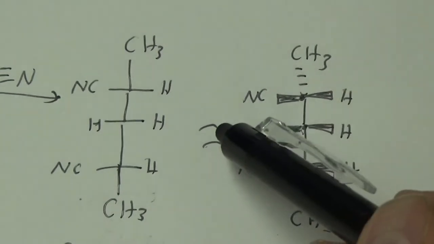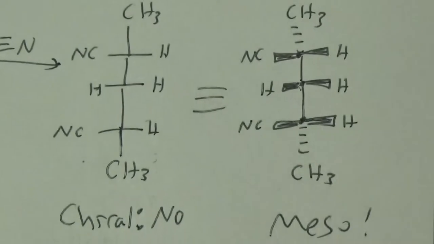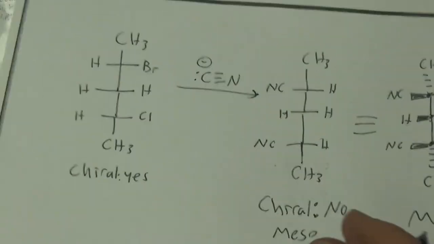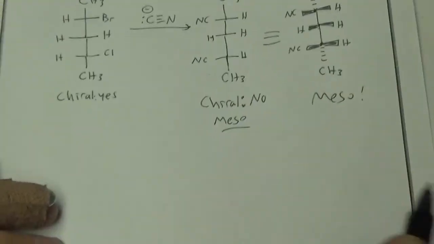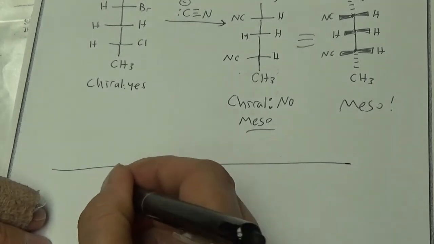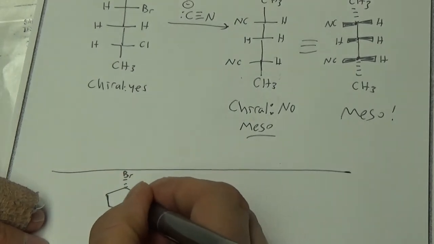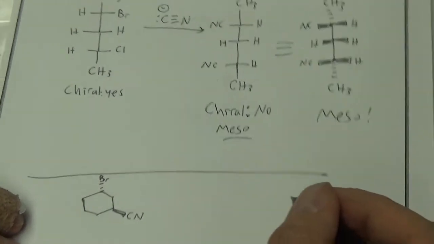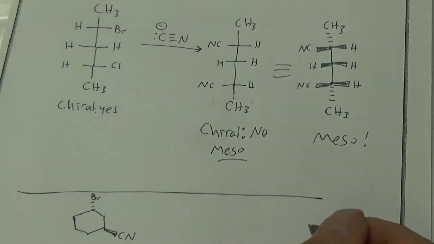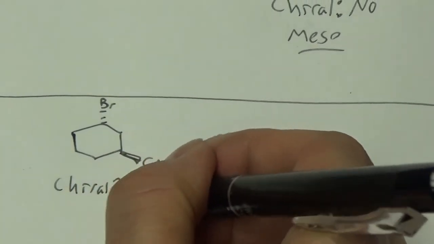It's actually not, that's the wrong equal sign. It should be equal. They are equal. Okay. Let's show another one. Okay, is that a chiral molecule? That is a chiral molecule. Those are two chiral centers, no plane of symmetry, so yes.